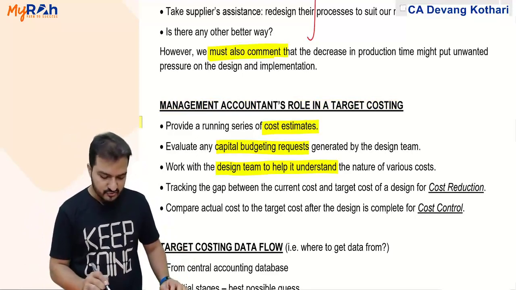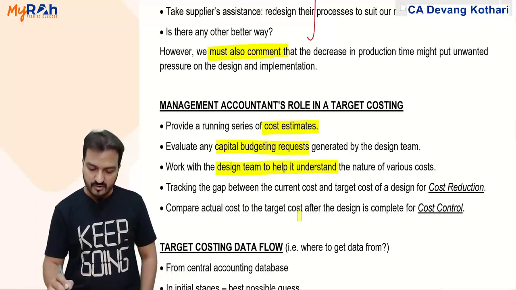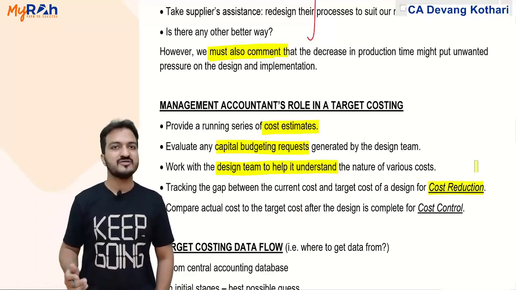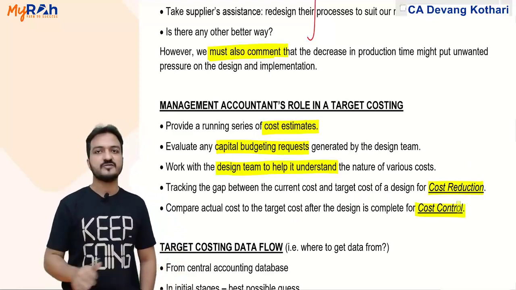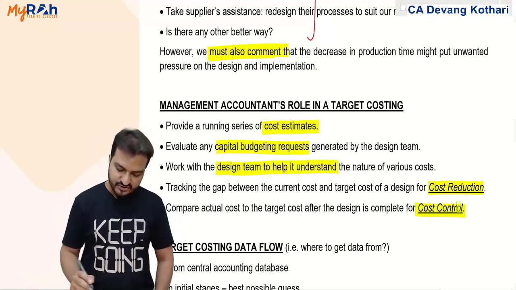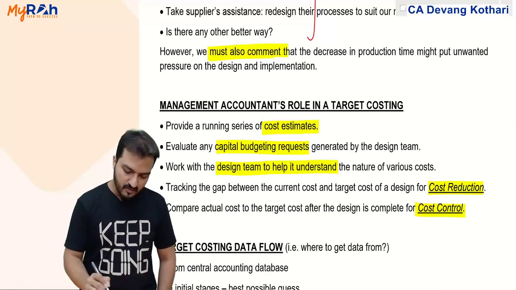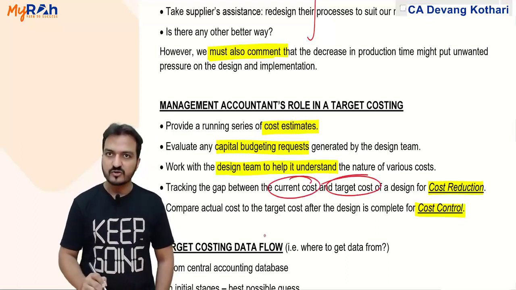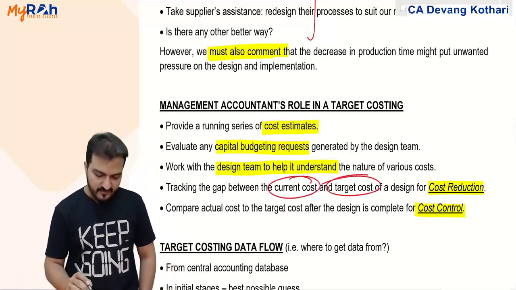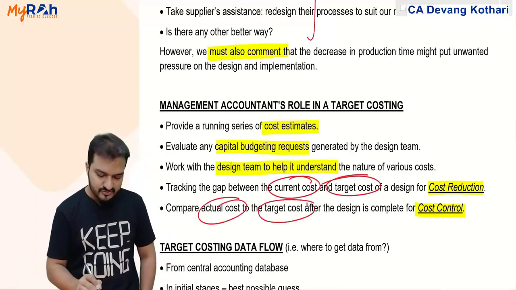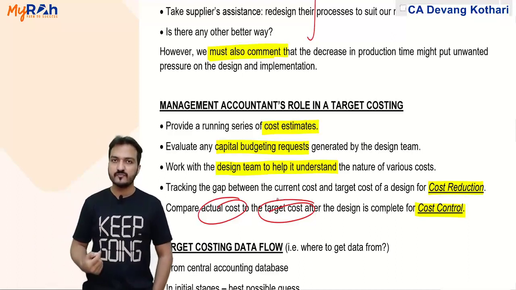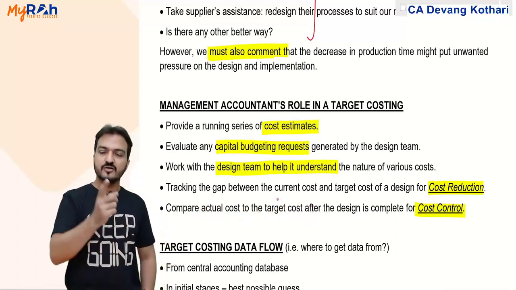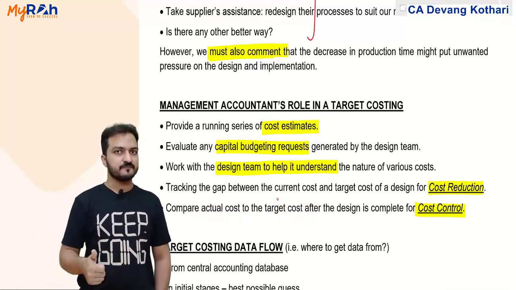Then you are also supposed to track the gap between current cost and target cost, meaning you need to check whether cost reduction is achieved or not, and whether cost control is done or not. Cost reduction means you compare current cost with the target cost, while cost control means you compare the actual cost to the target cost. So all those comparisons you also need to make. These are the things that you need to do in target costing.